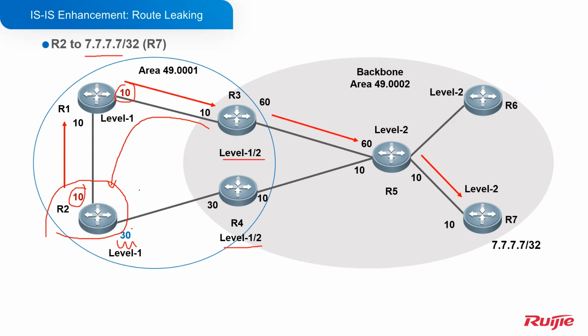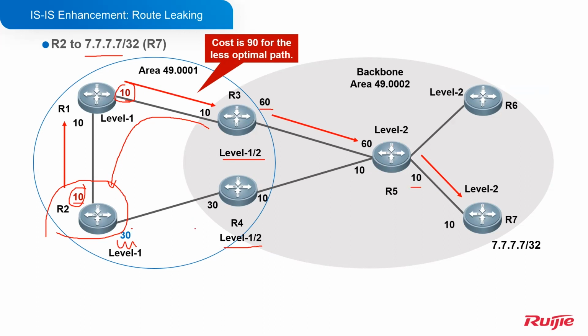But as we know about this course, if you only consider the default route, the 20 value is smaller. But if you consider the whole path, the value will become 90, right? 10 plus 10 plus 60 plus 10, it is 90.